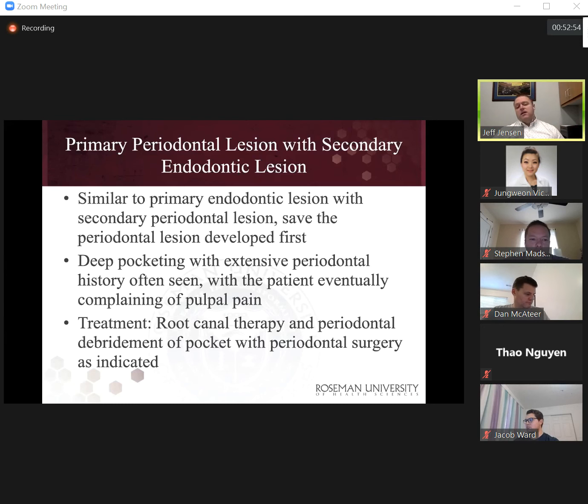So again, just note that the treatment here is the same as the primary endo, secondary perio. We do our root canal therapy first, and then we periodontally debride the pocket again. And if it needs perio surgery, we do that as indicated. Okay, so primary perio, secondary endo. We've had perio first, and we have an endodontic problem develop. We're going to treat the endo first and then debride the perio. So that's the same treatment as a primary endo, secondary perio. And that's the take home that we want to have here.